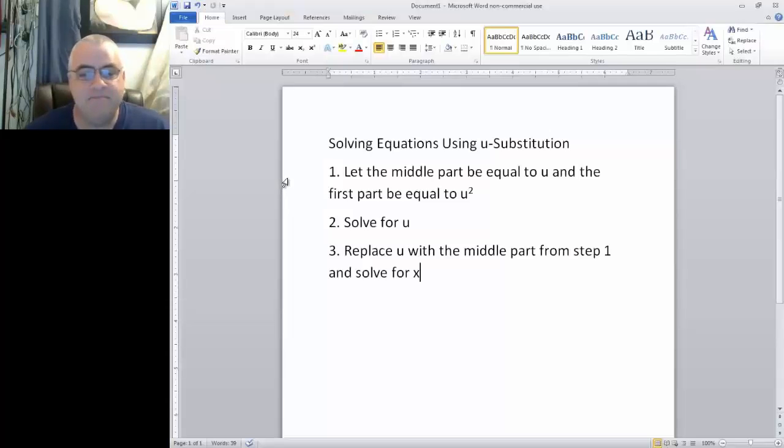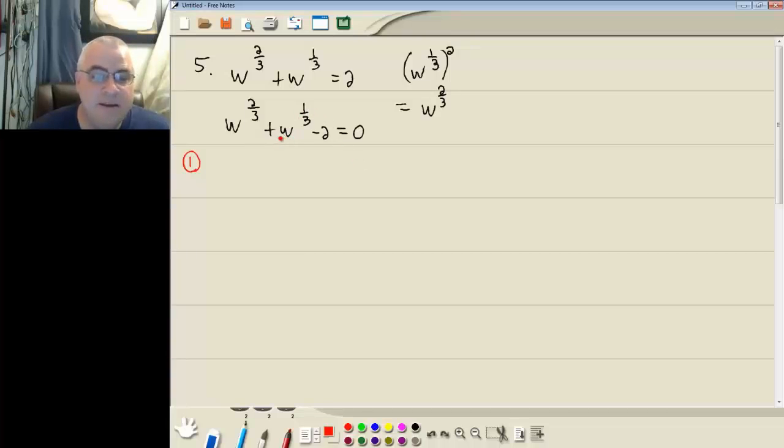Okay, step 1. Let the middle part be equal to u, and the first part be equal to u squared. So this w to the 1/3 will be u, and this w to the 2/3 will be u squared. So we can rewrite this as u squared plus u minus 2 equal to 0. It'll always be in quadratic form after you get done with your u substitution.